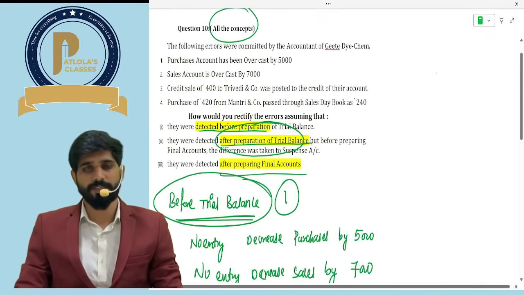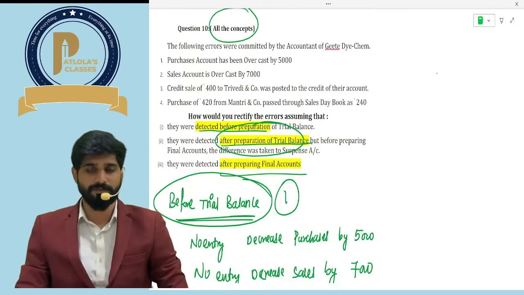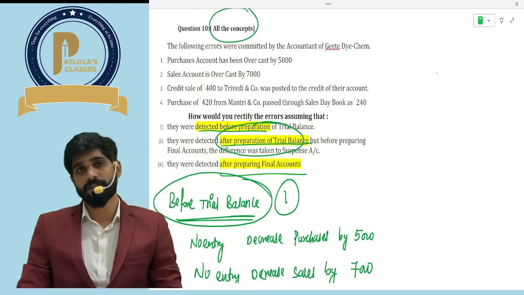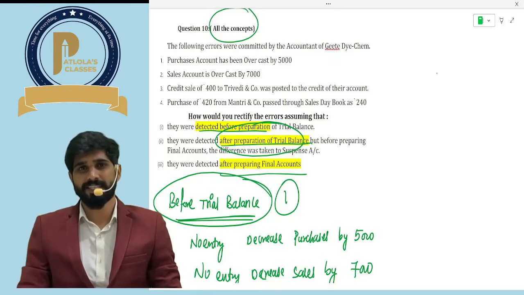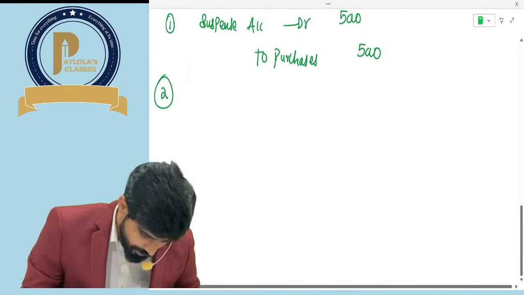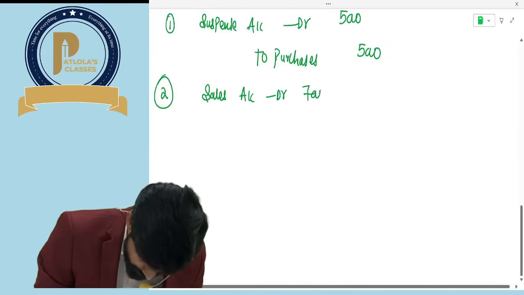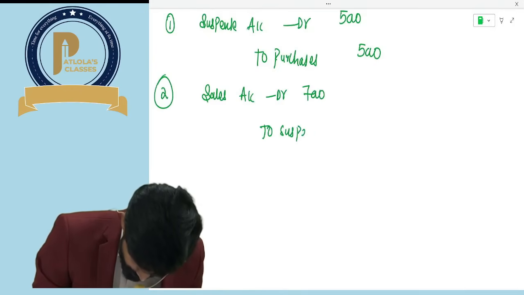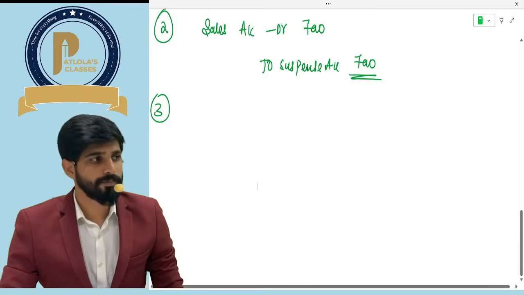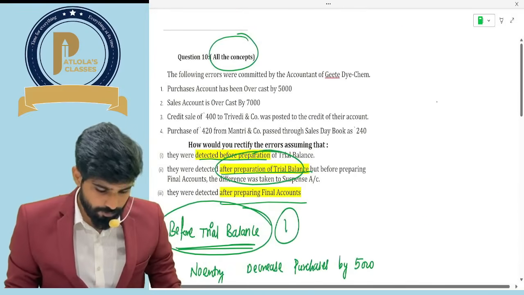Sales is overcast by 7,000. Guys, very simple. Credit side is taken more. So debit side 7,000 will be missing. We will put that to suspense. So suspense is having a debit balance of 7,000. That should be cancelled by crediting. And in order to reduce the sales, it has to be debited. So the rectification entry will be sales account debit 7,000 to suspense account. How much? 7,000.